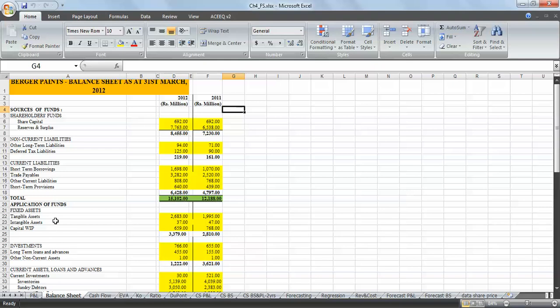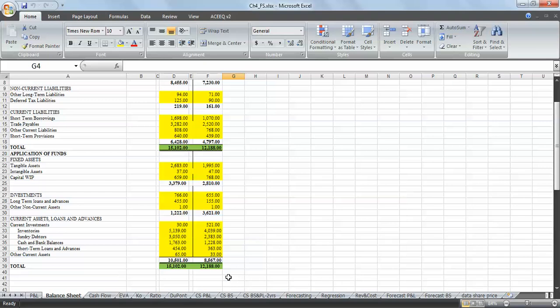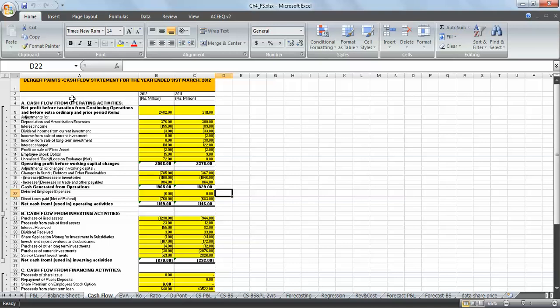The fixed assets, the investments, the current assets, and the total asset is 12,188 again and 15,102 million rupees. The cash flow statement is given here. The cash flow from operating activities of both 2011 and 2012, and the cash flow from investing activities and cash flow from financing activities of Berger Paints. With this given information, we will calculate the ratios of Berger Paints.